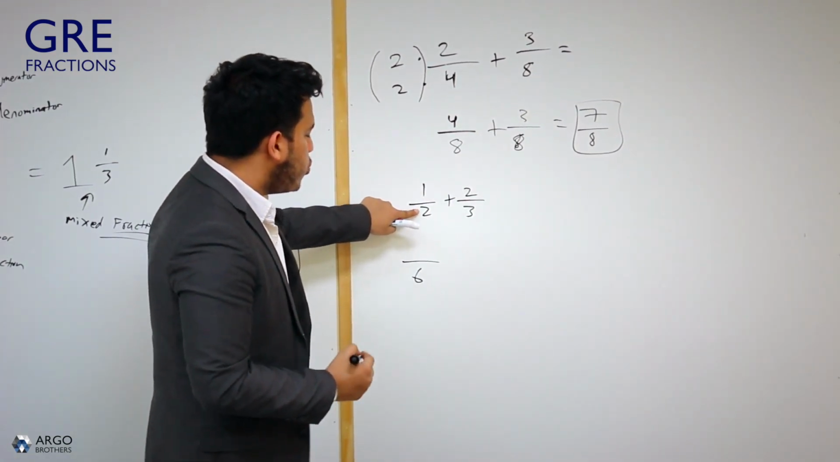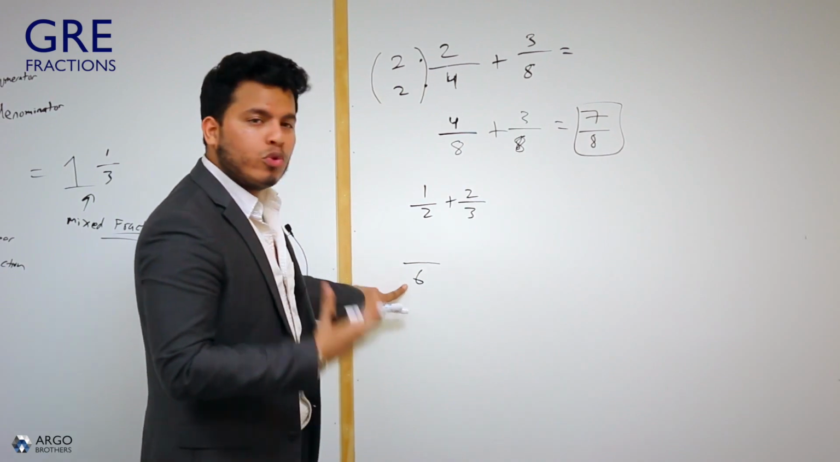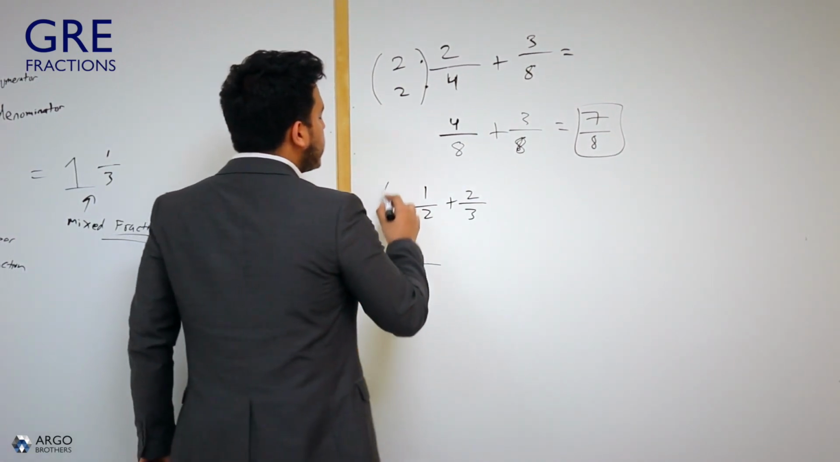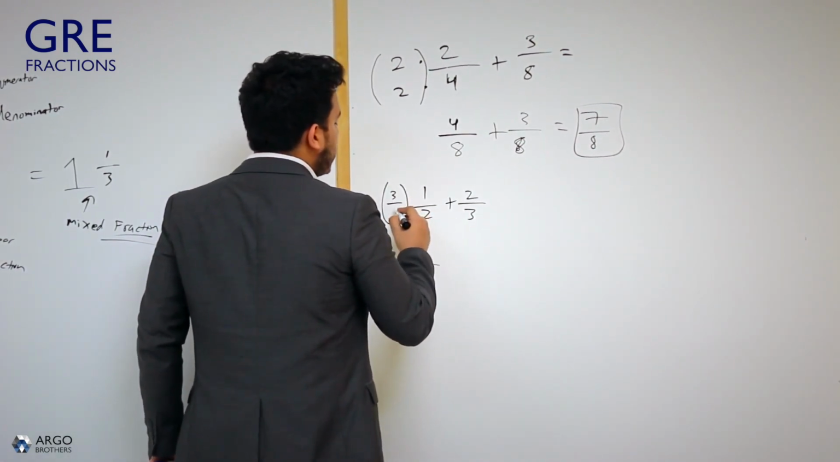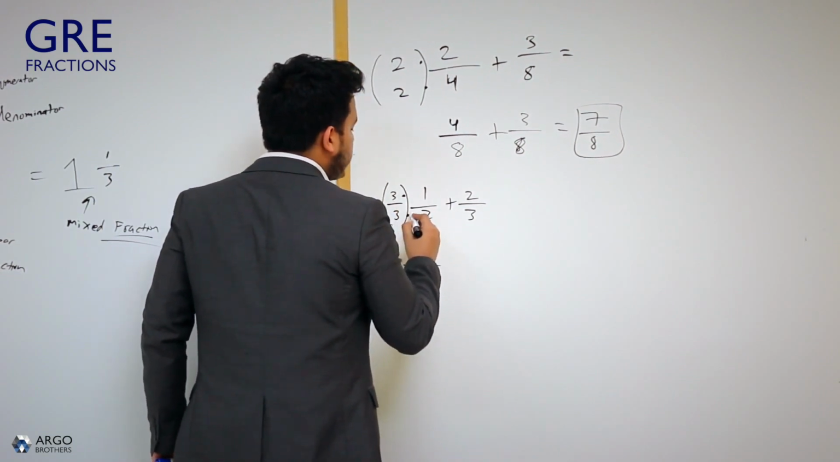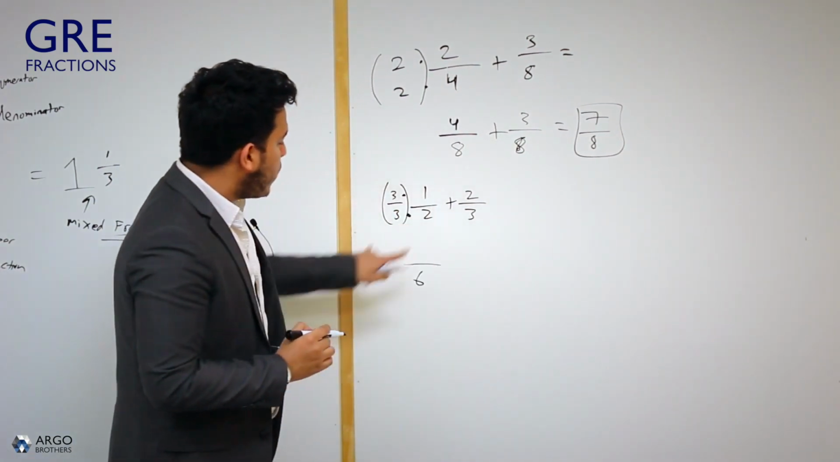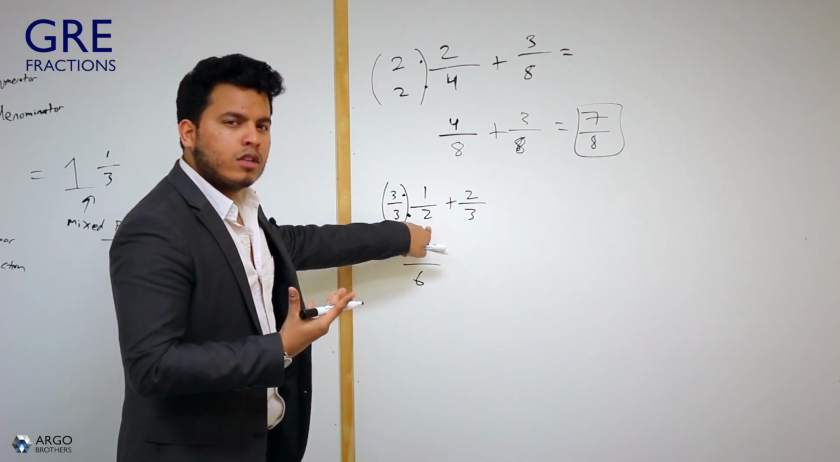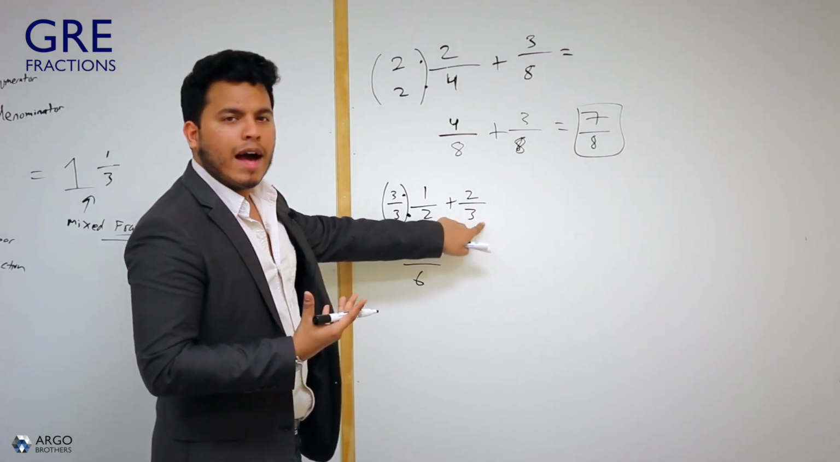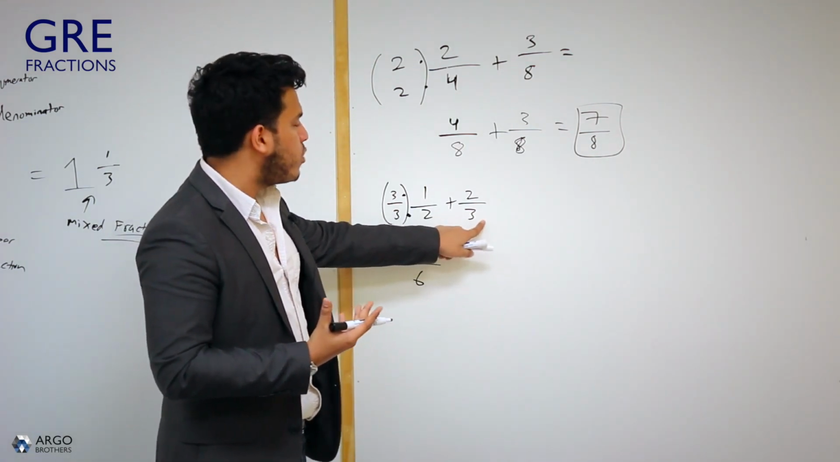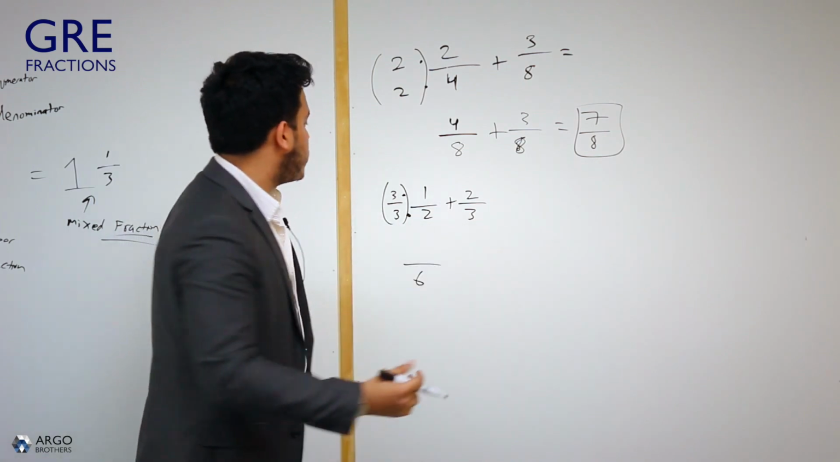So I know that 2 goes into 6 3 times, so I'm going to multiply this by 3. So 3 times 1 and 3 times 2. And I know that, once again, 3 times 2 is 6, so I want to get this to 6 as well. How do I get this to 6? Well, I multiply 3 times 2, which is 6.